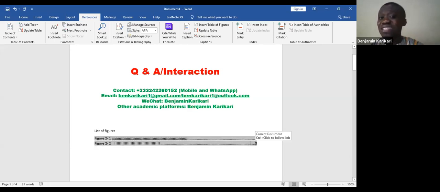So some of these things are basic skills that we need in order to be very efficient in our writing, because we don't have much time. As I said, if you delay beyond 4 years, you may have to pay your fees yourself.